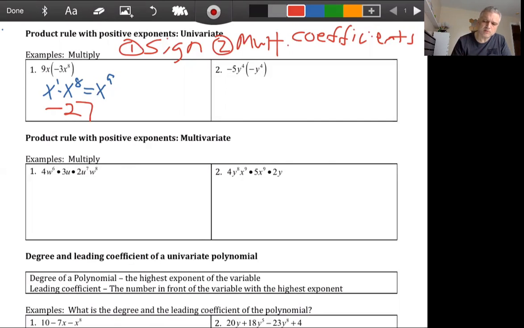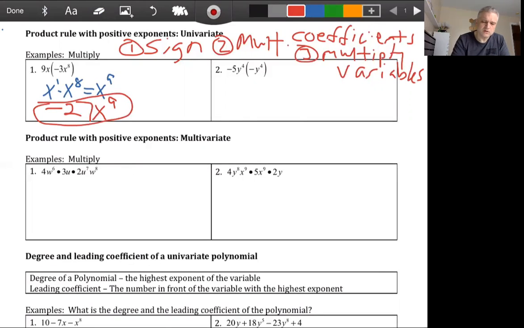And then step number 3 is to multiply the variables. And I'll erase that in a second, but multiply the variables. So we did that. X to the first times x to the 8th is x to the 9th. So this is my final answer for this question. So 9x times negative 3x to the 8th gives us a product of negative 27 x to the 9th.